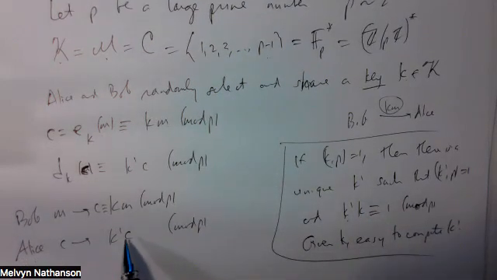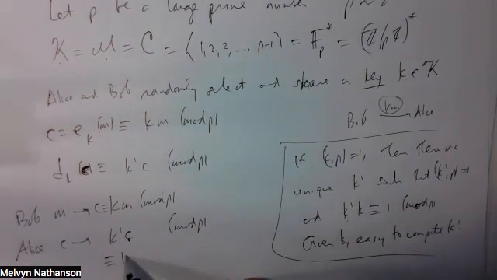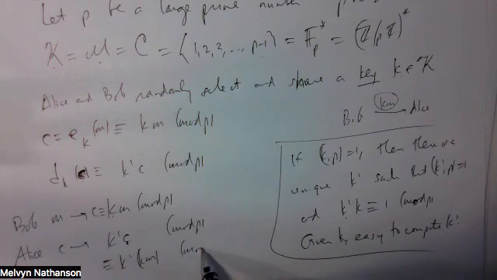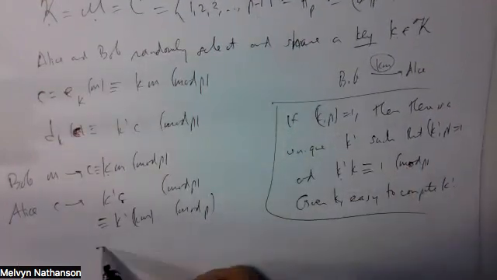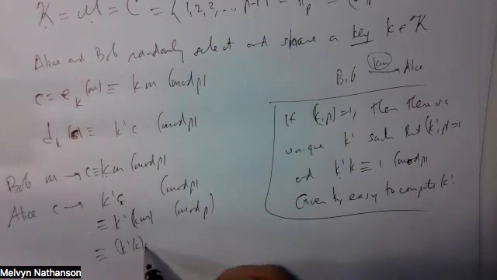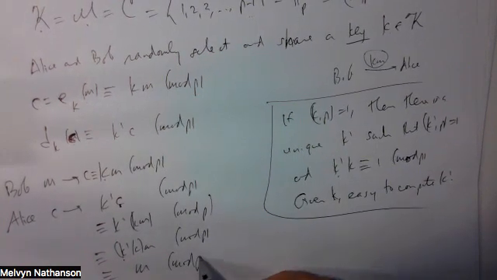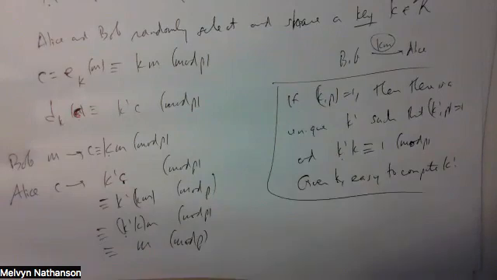Why does this work? Well, because K prime times C, what is C? C is K times M. So that's K prime times K times M mod P. But K prime times K is 1. So this is just M mod P. So when Alice receives the ciphertext C and multiplies by K prime, she gets back M. Right.